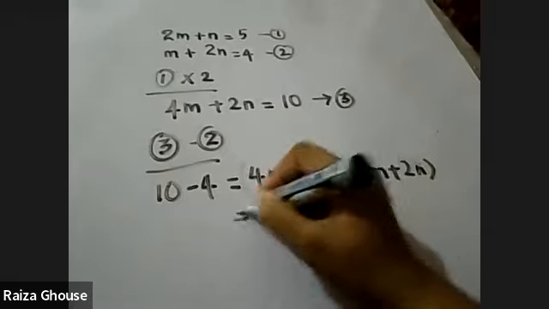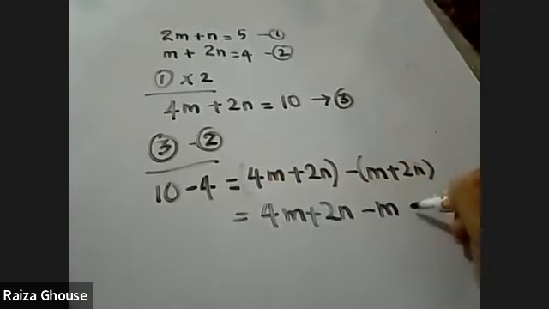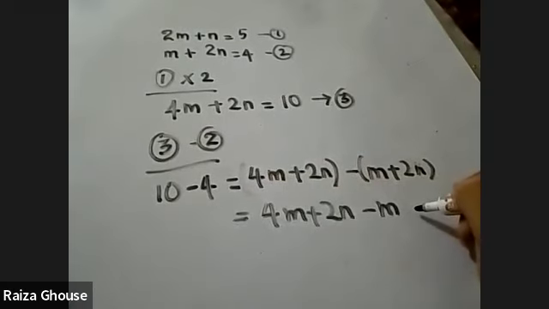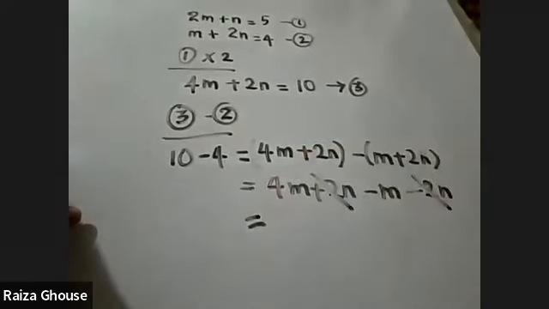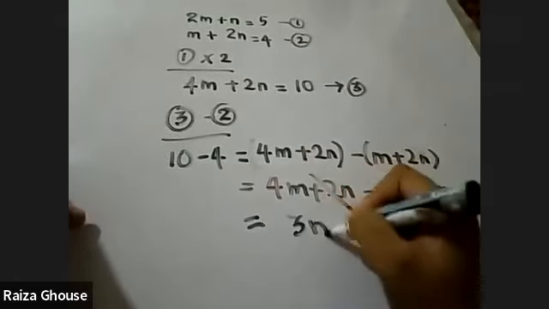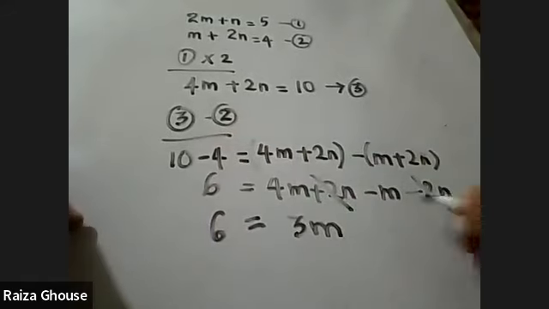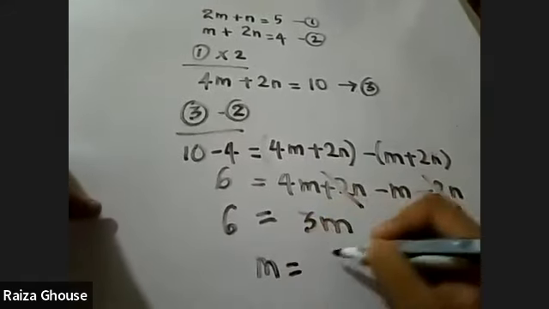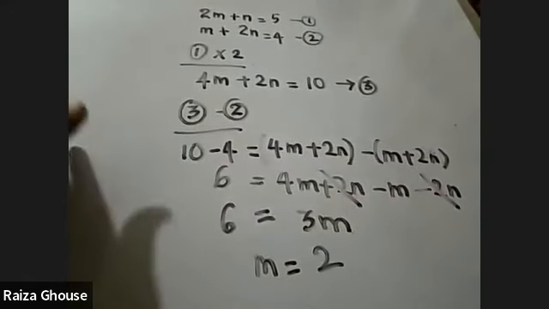Now I can remove the brackets. 4m plus 2n minus m. Plus into minus is what? Minus. Very good. Now I can cancel positive and negative. 4m minus m is 3m. 10 minus 4 is 6. Divide both sides by 3 and you are getting m is equal to 2. Very good. m is equal to 2.